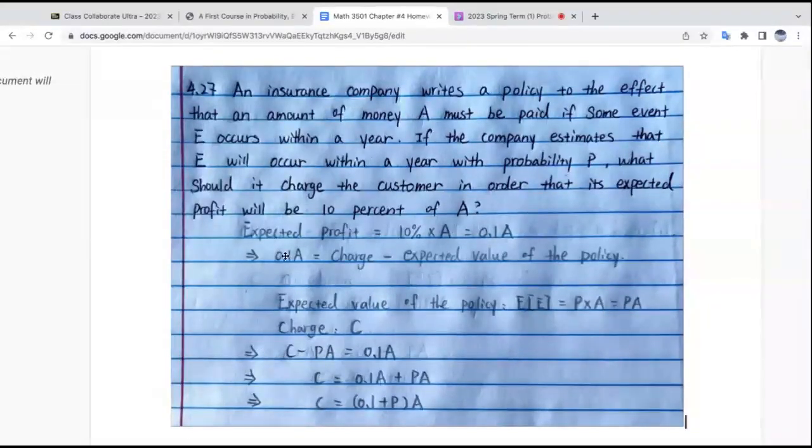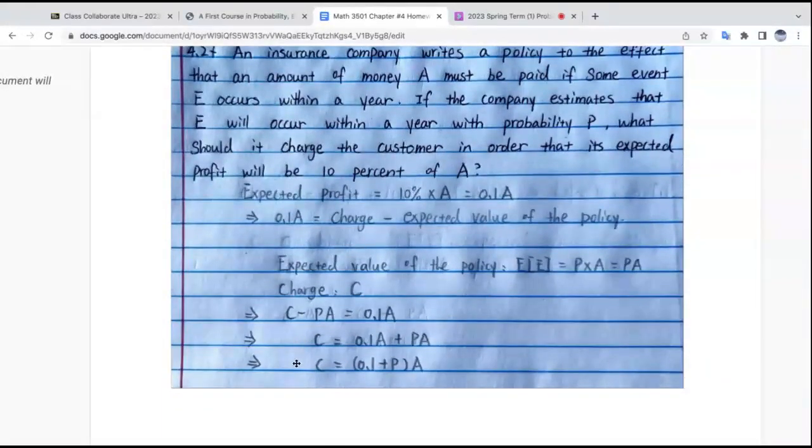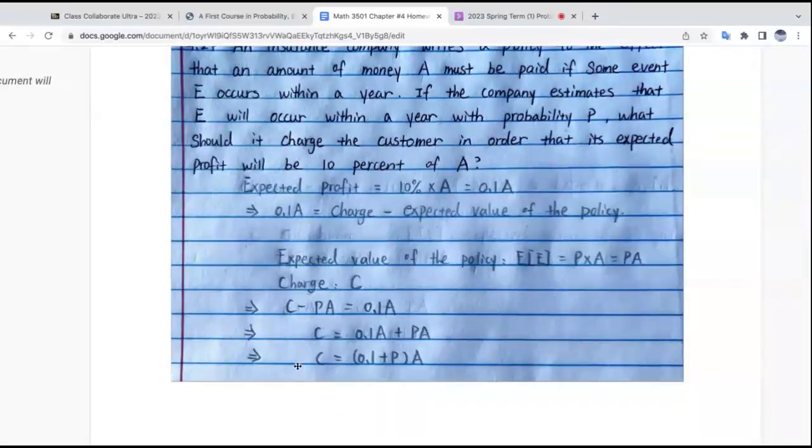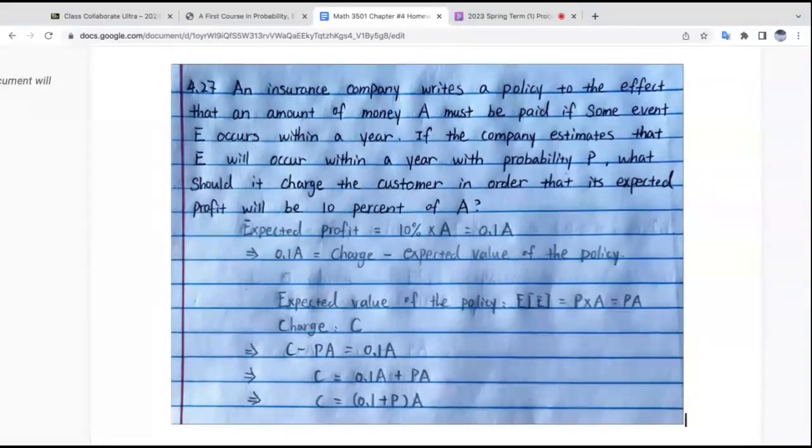Then the equation above implies that C minus PA is equal to 0.1 A. Adding PA to both sides, we get the answer that C is equal to (0.1 plus P) times A. Okay, everything in terms of A and P.